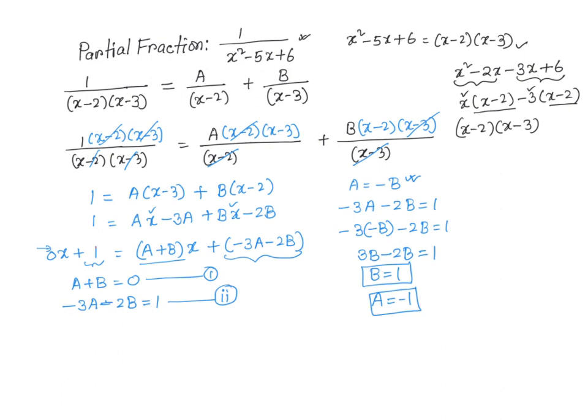So now let's go back to where we were before. Our final answer should be here. This thing must be equal to, with a as negative 1, negative 1 over x minus 2 plus, with b as 1, 1 over x minus 3. And this is how you do partial fraction. This is just one type of partial fraction. There are other types that you can do as well. I'll talk about it in another video.